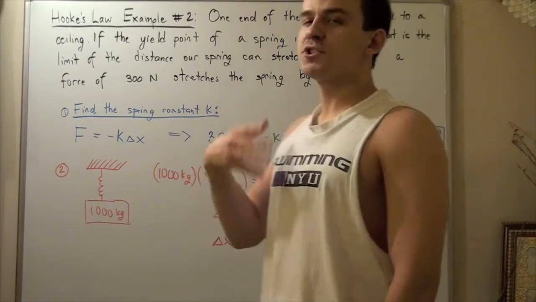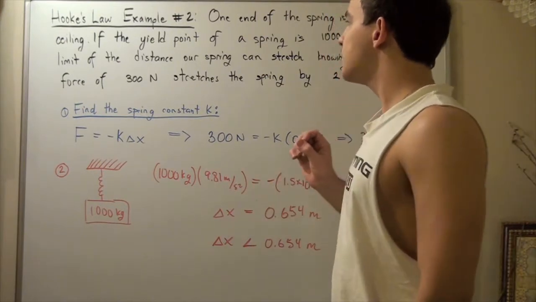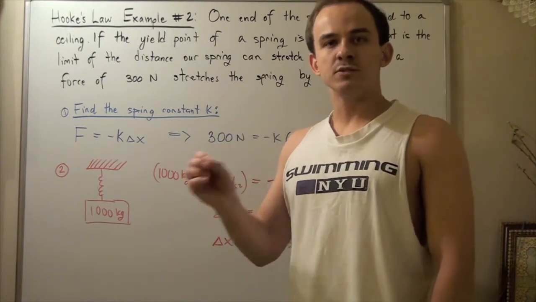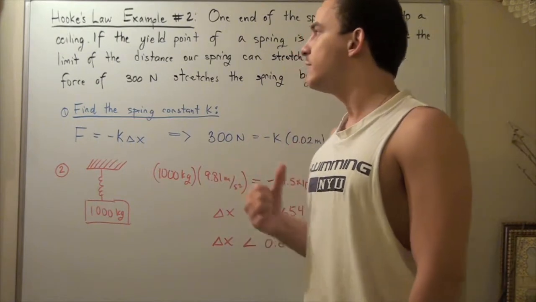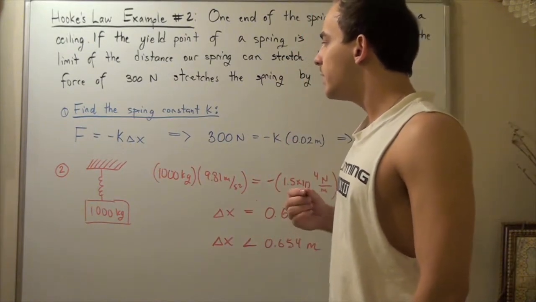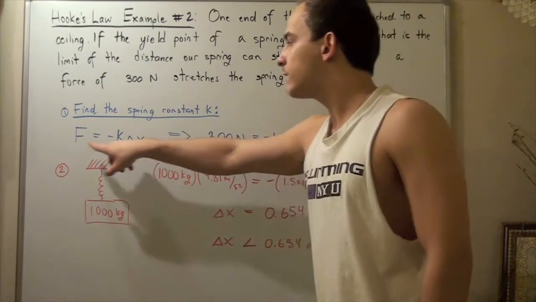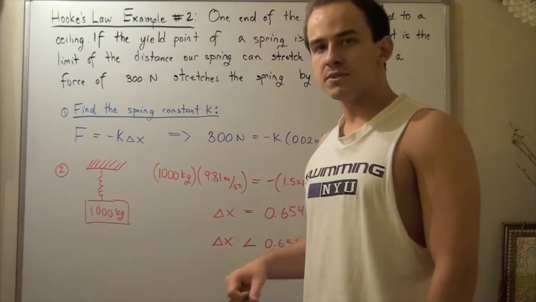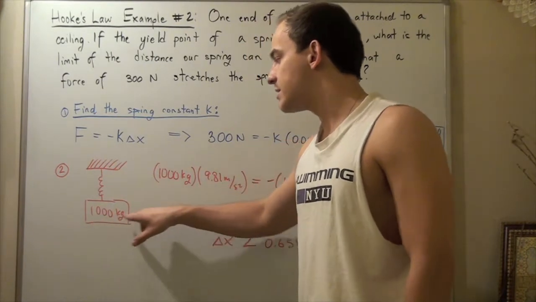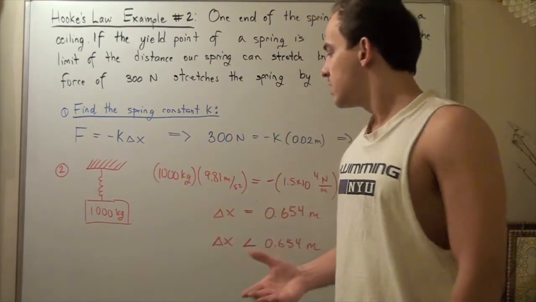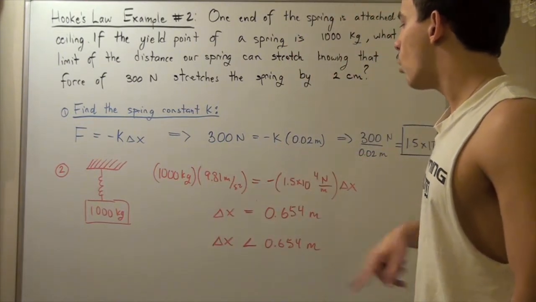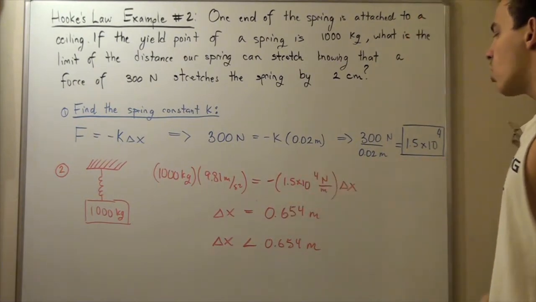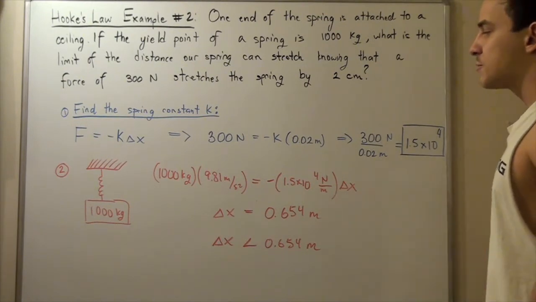So now that we know our spring constant, we can use that information to solve for the maximum distance that our spring can travel before it reaches the yield point. First, let's find the yield point. We can find it by plugging in our 1,000 kilograms into our force. Our force is simply the force of gravity. If this object is 1,000 kilograms, then this spring feels a force of 1,000 times 9.81 meters per second squared. So we get 1,000 times 9.81 equals our spring constant, 1.5 times 10 to the 4, multiplied by the distance that our spring will travel.